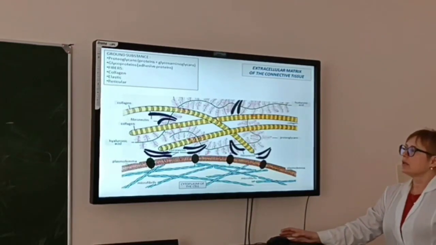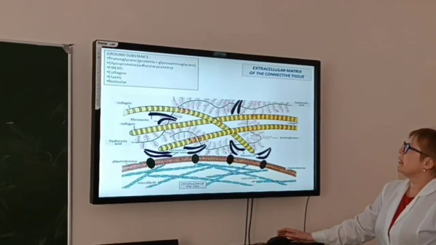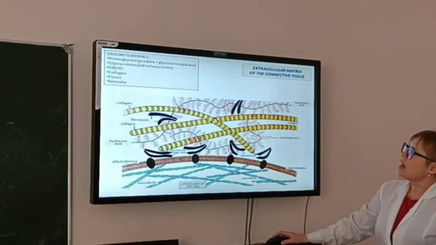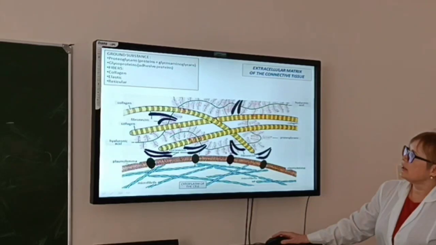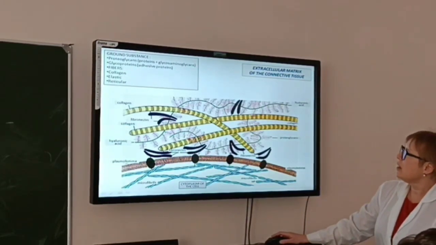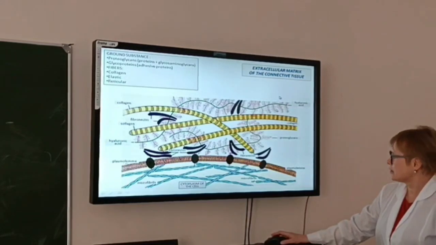Now some words about the extracellular matrix, and it consists of the fibers and ground substances. Schematically, collagen fibers, yellow color, are visible here. These giant molecules belong to ground substances, these proteoglycans.